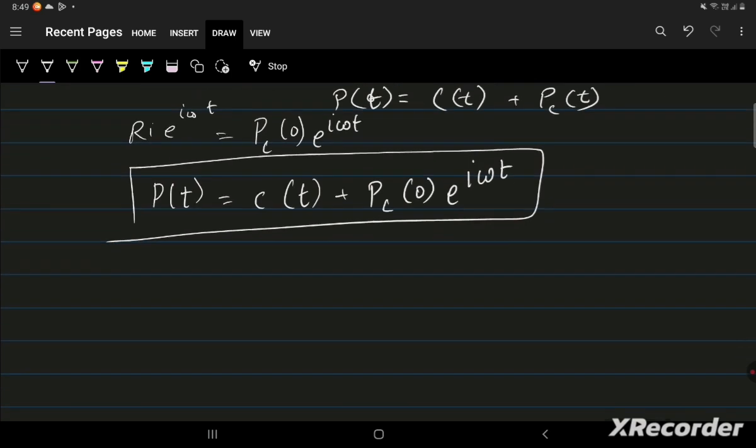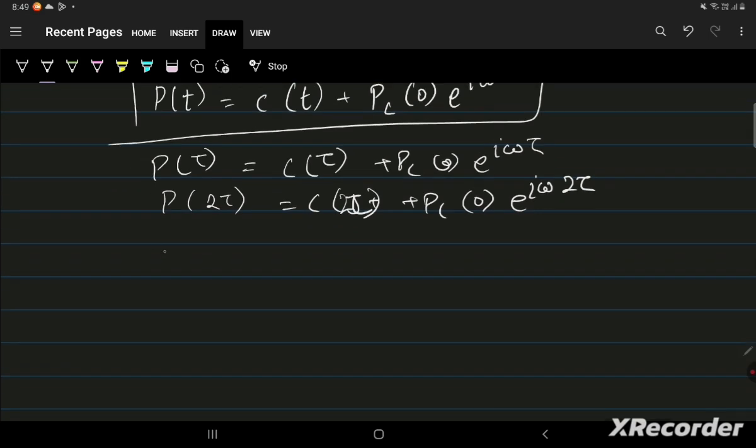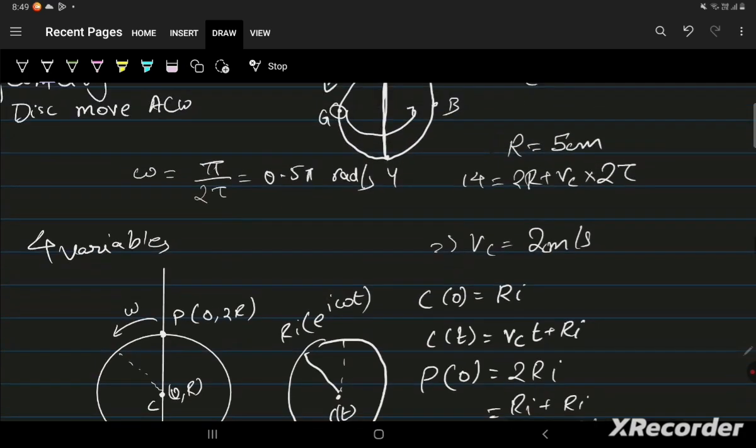Now if we try to find P tau, we'll get C tau plus PC0 e to the iota omega tau, and P2 tau will get C tau plus C2 tau plus PC0 e to the iota omega 2 tau. And if we find the difference between the consecutive points, we'll get Vc tau. I am finding the difference between C tau and C2 tau as defined in the equation of C tau.